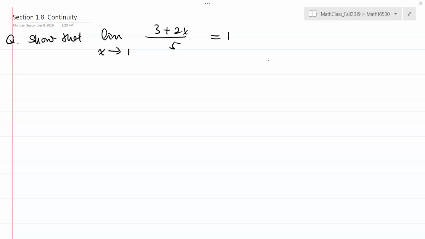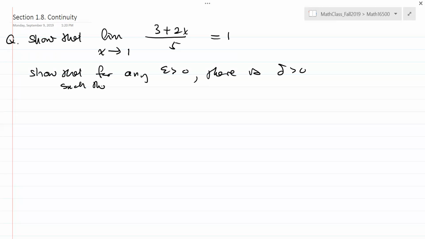What I really want you to do is prove the following statement: for any small real number epsilon, there is a small delta, which depends on epsilon and the function, such that this inequality will always imply that inequality. Because this is what you have to prove.